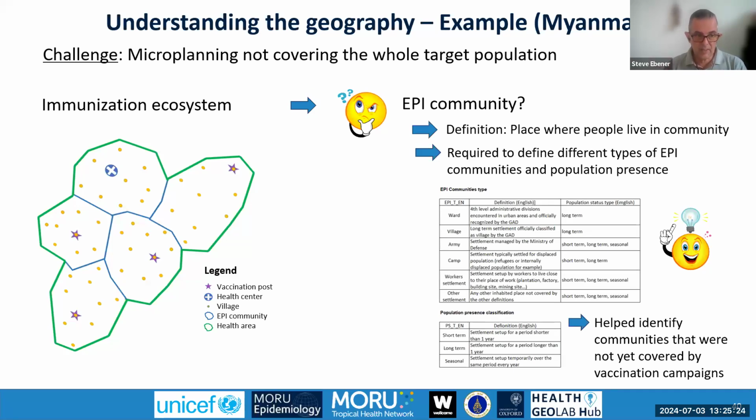So by defining this type and also this population presence classification, and going back now to the people in the field, it has been possible to identify some communities that were actually not yet covered by the vaccination campaign because they were not being considered as communities per se, right? So this is a first example, and this serves really as a strong foundation for the rest of the geo-enablement process of the EPI program in Myanmar.